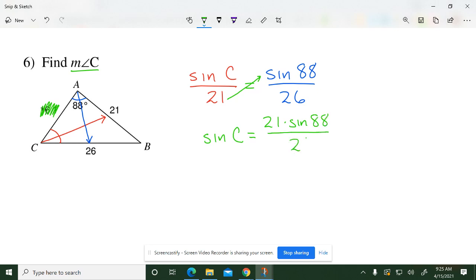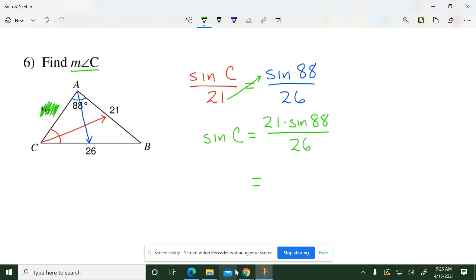over 26. That's all you really need to do, because you're trying to get C by itself. So you want to get rid of the 21, so just multiply by the 21. It goes up on top. And now you have sine of C equals this fraction right here, 21 sine of 88 over 26.